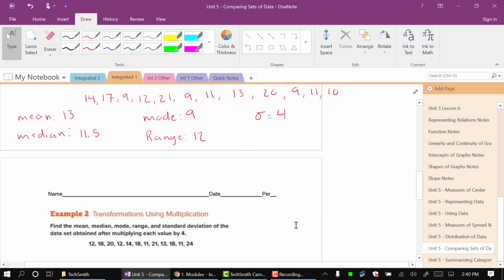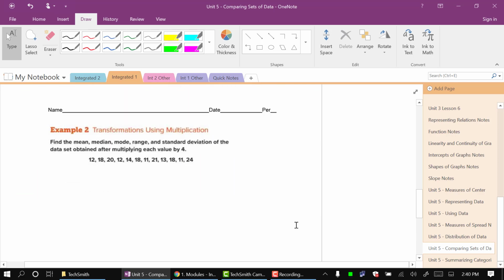Let's take a look at example 2. So that was if we were to add that constant. What happens if we were to multiply by the constant? So again, we have our mean, we have our median, we have our mode, we have our range, and we have our standard deviation.